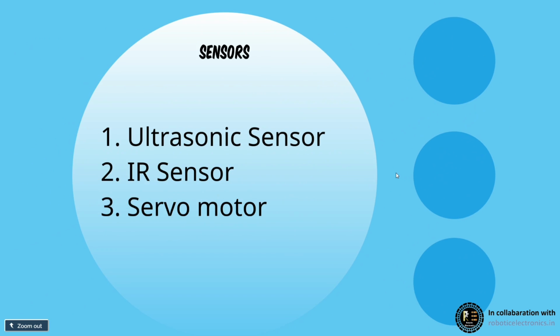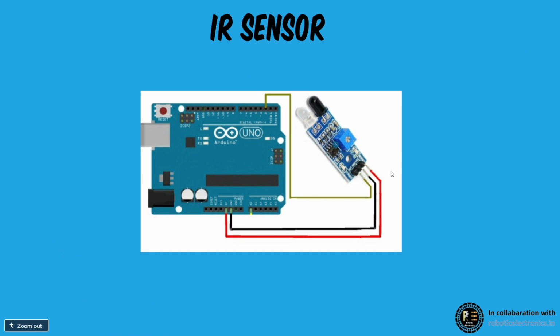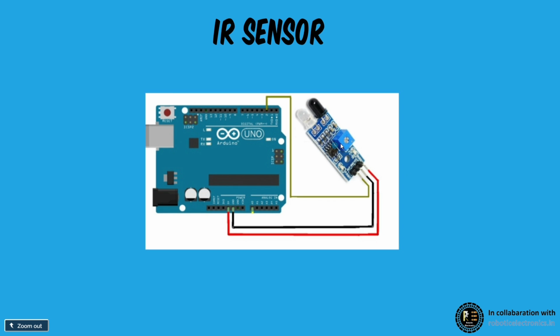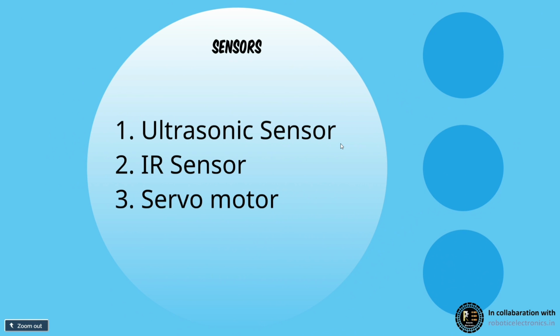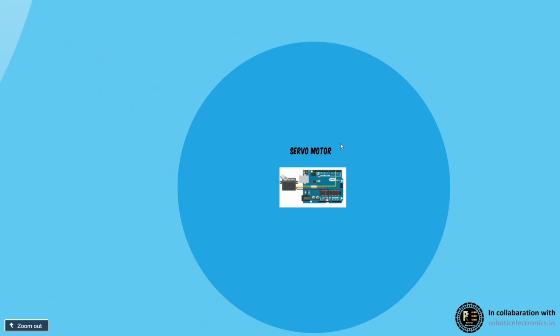Next we shall move on to the IR sensor. This is the IR sensor. It contains 3 pins: output, ground, and VCC. Output is connected to a digital pin, and VCC and ground are connected to the microcontroller board accordingly. The IR sensor is an infrared sensor. This can be used for getting the input value based upon infrared.